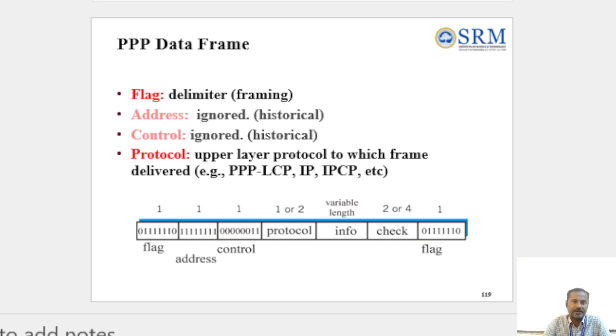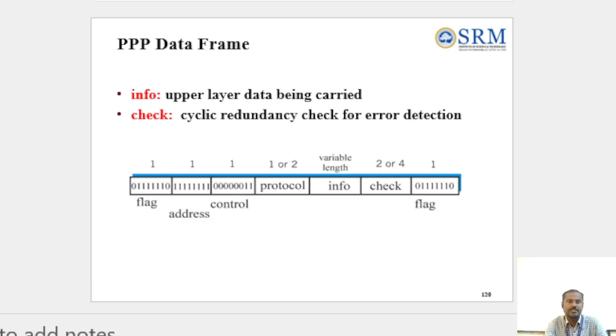So in the data frame we have a flag, then address is ignored normally, then control is also ignored, then there has to be a protocol. It is very important. It can be anything like PPP, LCP, IP, internet protocol, or somewhere. Then there will be info, in the sense it is going to check the upper layer data being carried. The info is used for upper layer data, that is, it is used for checking whether the upper layer data can be carried or not.